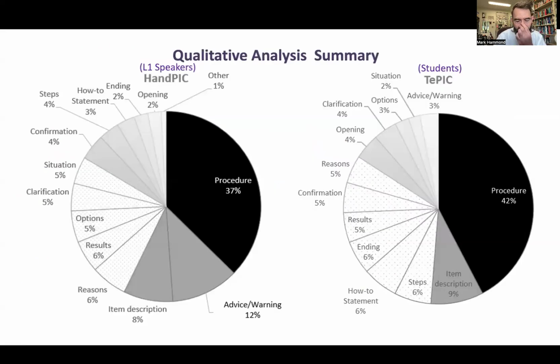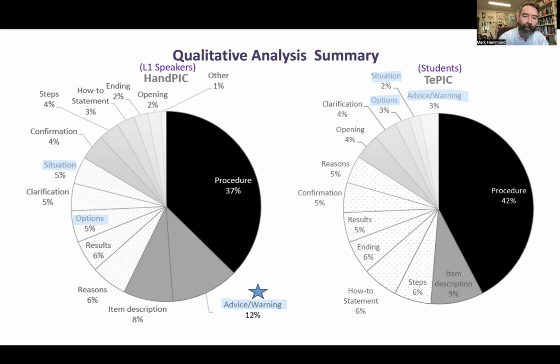If I look at the difference between the two, the handpick, remember, handpick is the L1 speakers. On the right here, the TAPIC, these are the students. They look, at a glance, pretty similar. Both of them, the big chunk of the pie is talking about procedures. But if we take a look at some things here, advice and warning, definitely the L1 speakers are doing much more of that.